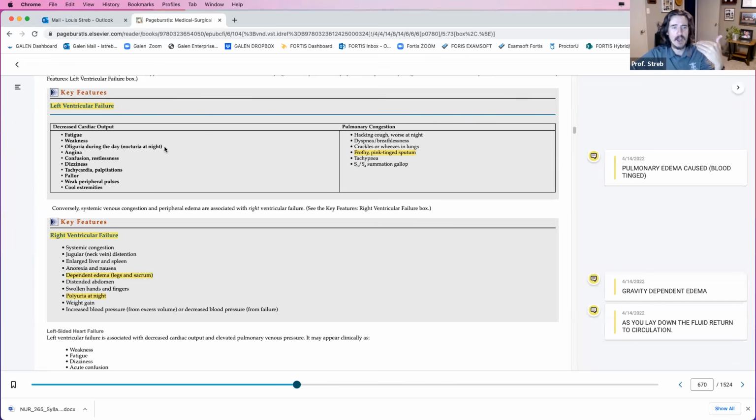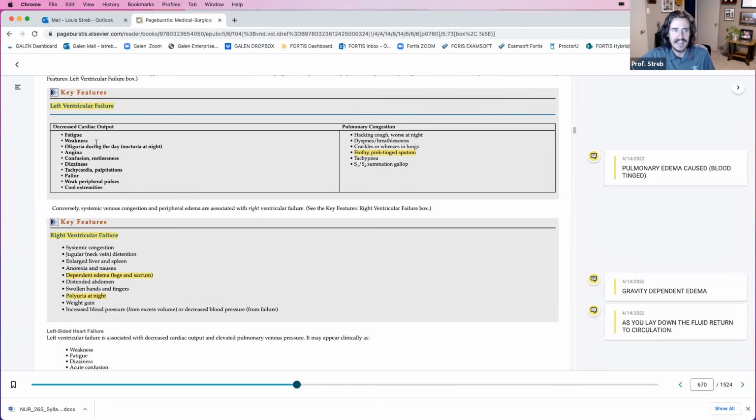Because as I lay down and I have fluid volume overload, it starts to get into my lymphatic system. I start to drain all this fluid out and I have to pee more. That's why I have to pee more at night. It should start making sense. You don't have to memorize anything. In 265, memorization should be over at this point. 242 is a lot of memorization. 265 has to be concepts.